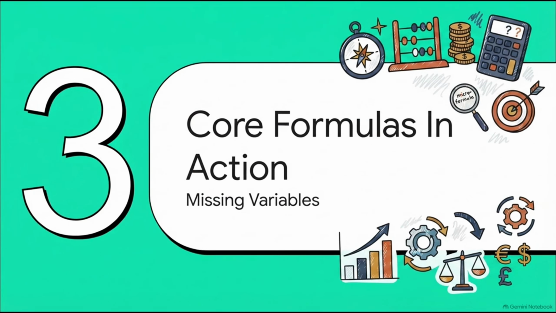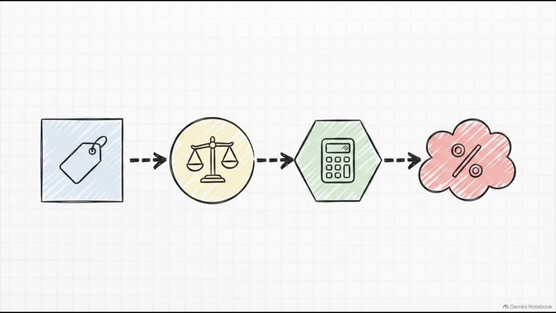Let's kick it up a notch. Section 3, core formulas in action. Now, what if you know your target profit percentage? We'll call it P for now, but you need to figure out how to price your item. Well, to find the selling price, you multiply the cost price by 100 plus P, all divided by 100. And if you need to work backward to find the cost price, you just flip it. Cost price equals the selling price multiplied by 100 all over 100 plus P.